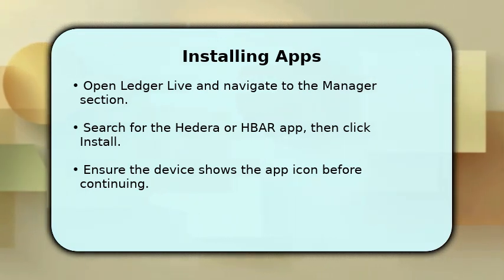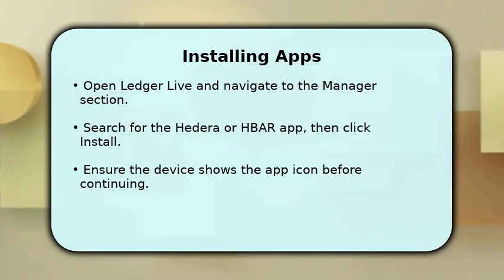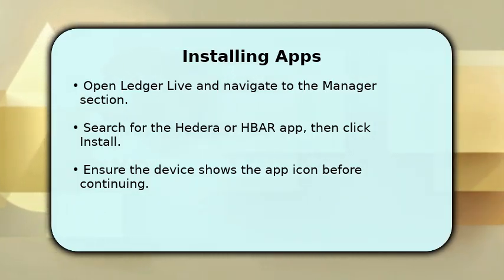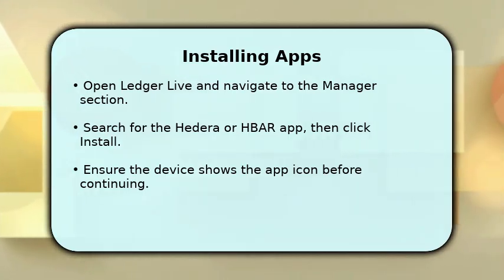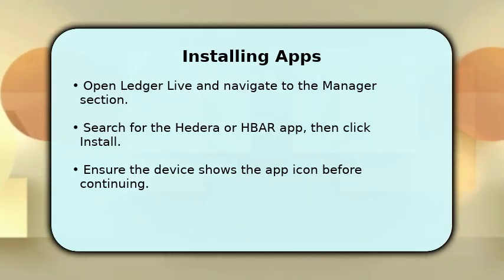With your Nano X unlocked and Ledger Live open, go to Manager, allow the app to connect, then install the Hbar app. Confirm installation on the device screen and wait until the app appears. If you see storage limits, remove unused apps temporarily. Once Hbar is installed, you are ready to add an account and manage Hbar securely through Ledger Live.